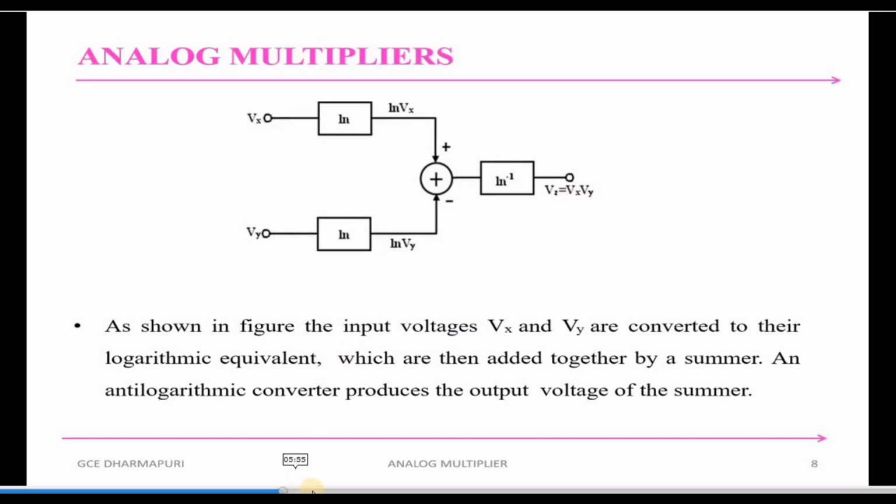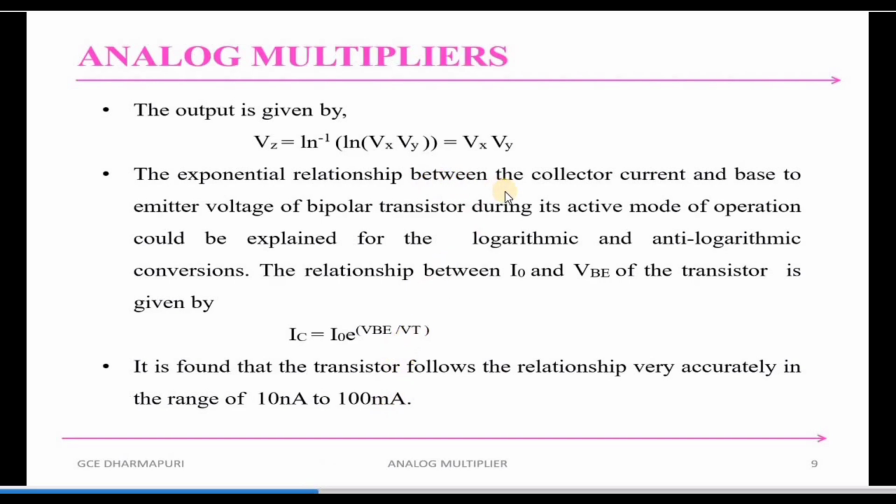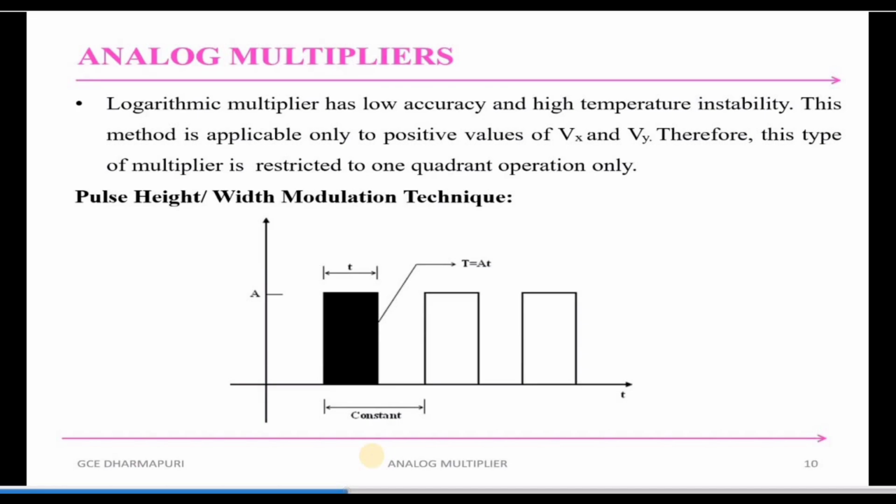The exponential relationship between the collector current and the base to emitter voltage of the bipolar transistor during its active mode of operation can be used for the logarithmic and anti-logarithmic conversions. The relation is given by Ic is equal to I naught into e power Vbe divided by n times Vt, where n represents 1. The transistor follows this relationship very accurately for the range of 10 nanoampere to 100 milliampere. The logarithmic multiplier has low accuracy and high temperature instability. This method is applicable only to positive values of Vx and Vy, so this type of multiplier is restricted to one quadrant operation.